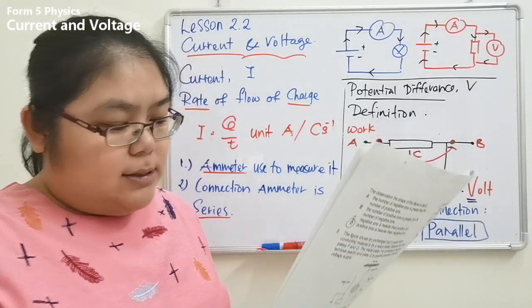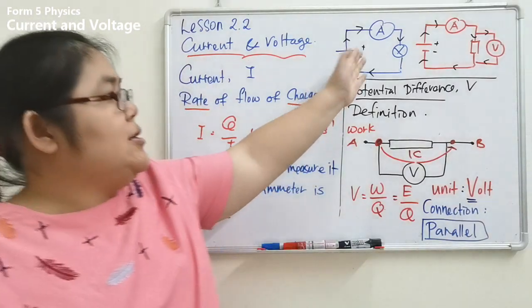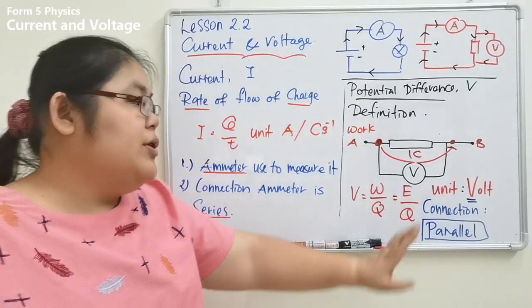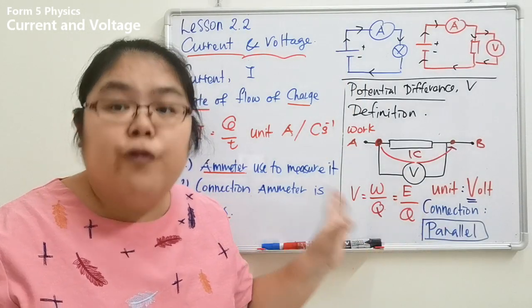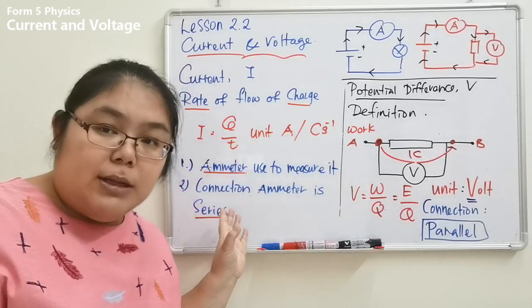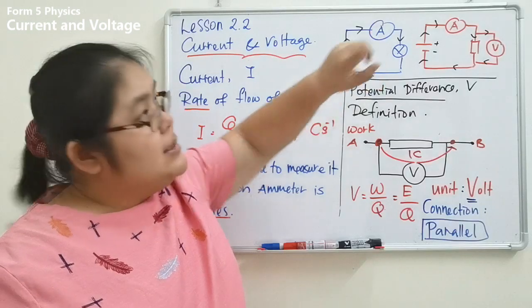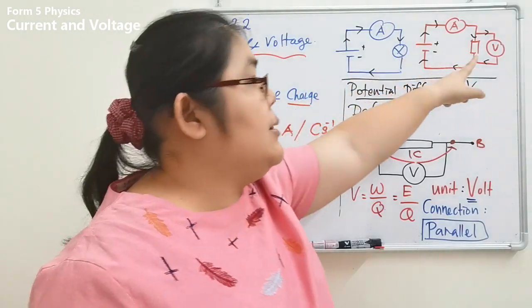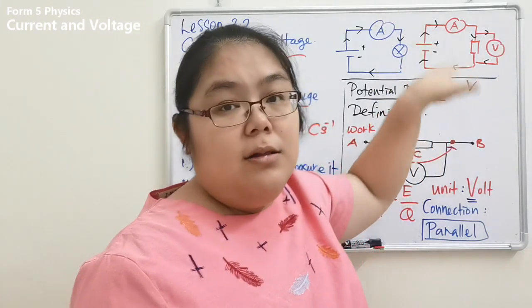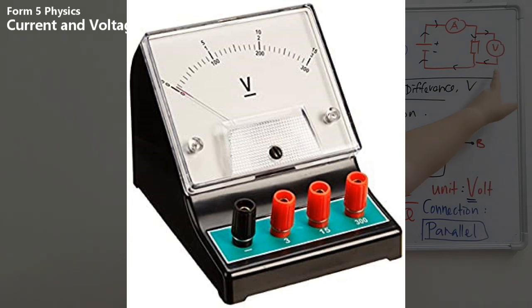Okay, another one they say about how the connection. Ammeter, we know the connection is series. Now we need to know potential difference. That's using what to measure? Voltmeter. Just now is ammeter, now it's a voltmeter. So for the ammeter, we just draw the symbol, a circle, then you label A. Okay, for the voltmeter, also a circle, but you label V. Okay, this one is a voltmeter.